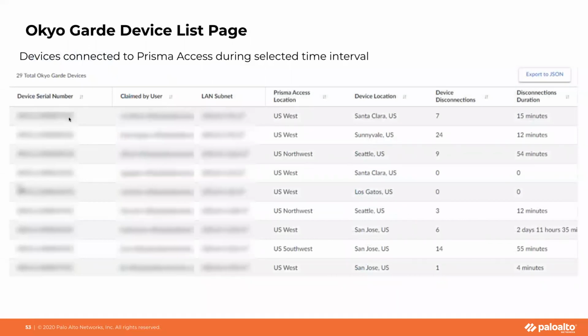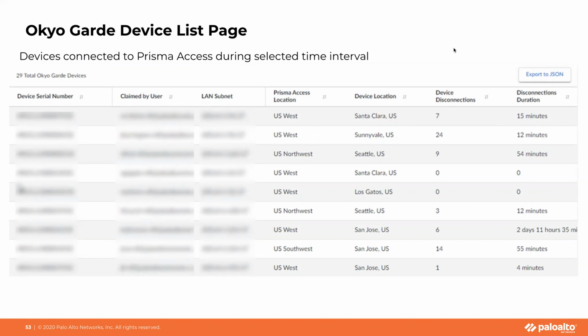Within the device list, you see the device serial number, and this is, of course, during the selected time interval, which user claimed this device, the LAN subnet it belongs to, the Prisma Access location that the device has connected from, the location that the user is physically connecting from, the number of times that the device has experienced a disconnection in the time interval, and what that total disruption period amounted to.